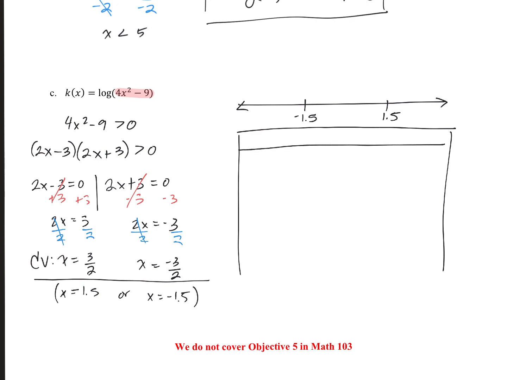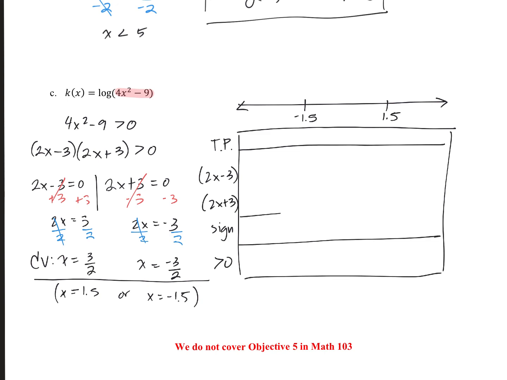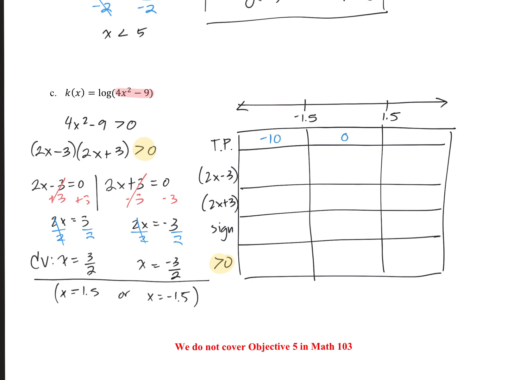Okay, so setting up our test value box, we have our test point, then we have our factors, and what do we want them to end up equaling? We want them to be greater than 0. All right, so once again, where do we get the concept that we want them to be greater than 0? That comes from the actual equation. So pick a test point smaller than negative 1.5. I'll go ahead with negative 10, 0, and then 10. Remember, you pick the value from the interval.